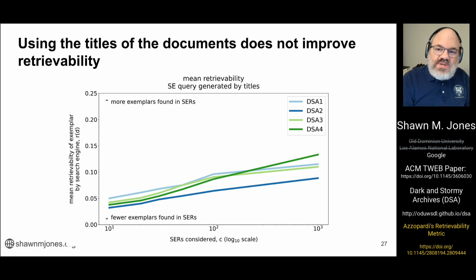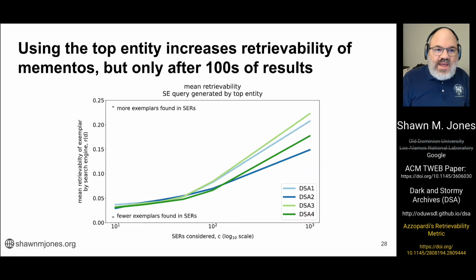Using the titles from the documents also doesn't improve retrievability. We would think this would. It just doesn't go up very high. And using the top entity increases retrievability of mementos, but only after hundreds of results, and eventually 1,000 results.